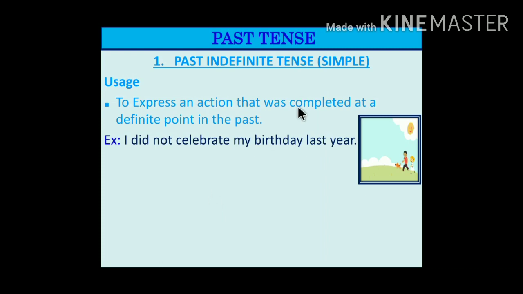But here the difference is that when you talk about past tense, you stress more on the time, and when you talk about present perfect, you are stressing more on the action being completed just now. So that is going to be the difference. Let's try to understand that with the help of an example. I did not celebrate my birthday last year. So your complete focus is on the time factor. It's not on the action right now.